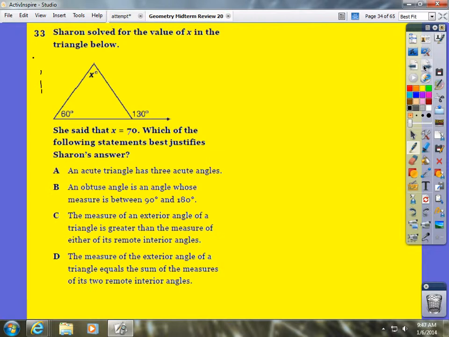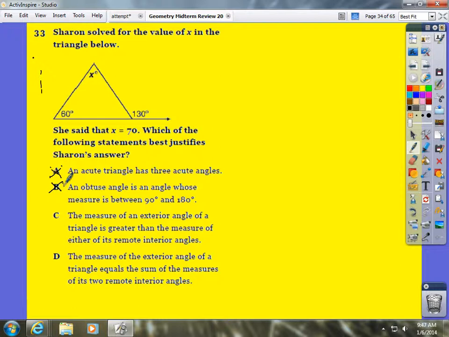Okay, Sharon solved for x. She said x equals 70, which justifies, rather. An acute triangle has 3 acute angles. Okay, that's good, but it doesn't give us enough information. No. An obtuse angle is an angle whose measure is between. Okay, that's an obtuse angle, but she's not saying it's an obtuse angle.